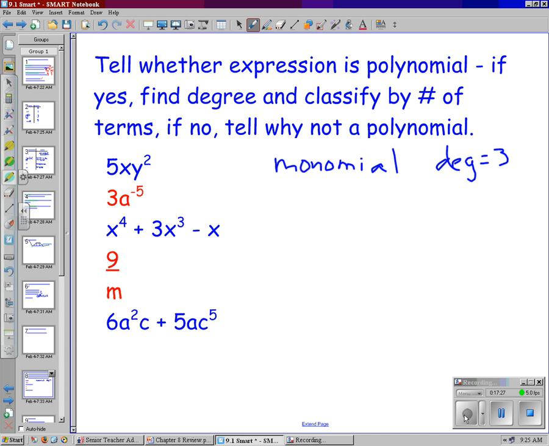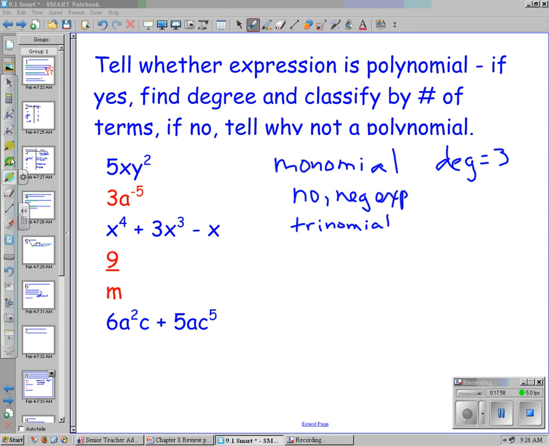How about 3a to the 5th? Is it a polynomial? What do you say, Spencer? No. Why not? Because it has negative exponents. Negative exponents, bad things to have. Okay, so look at the 3rd one then. Is it a polynomial? Yes or no? Tyler? Yes. What kind of a polynomial do you say it is? Trinomial. It is a trinomial. Remember, we've got 1, 2, 3 terms there. They are separated by what things?